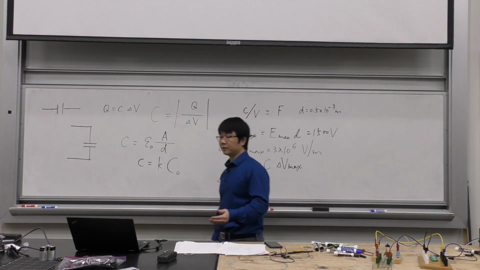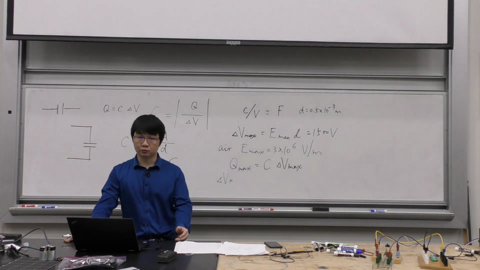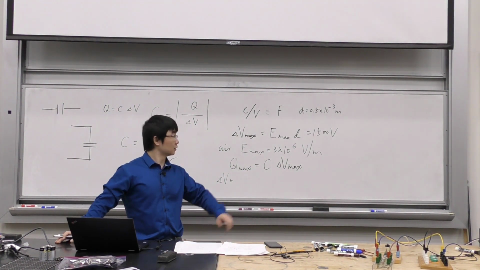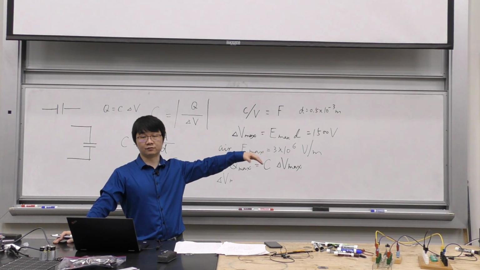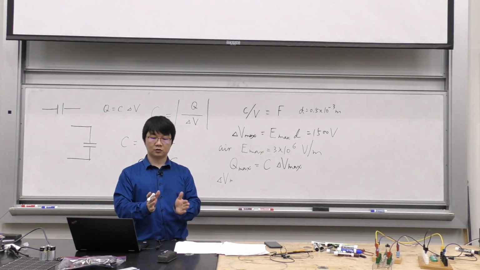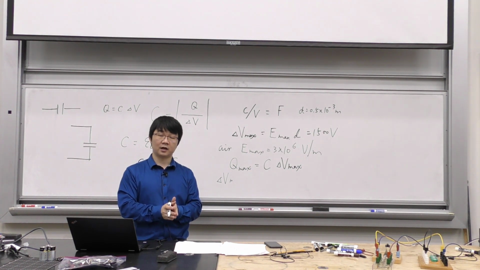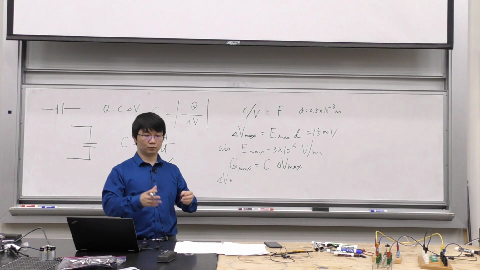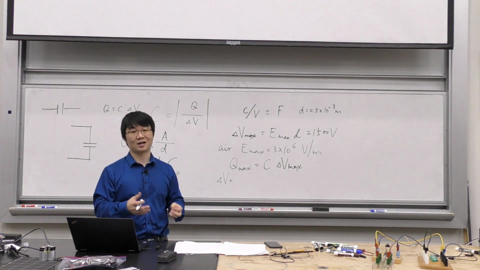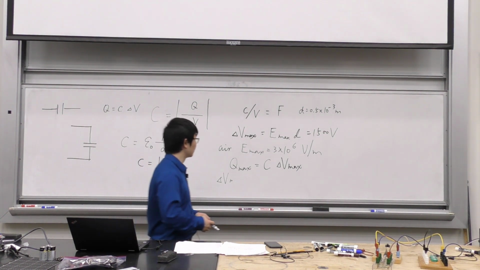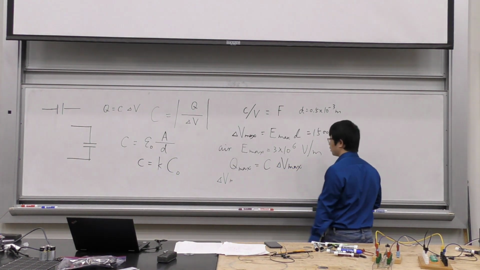What does it mean? That means if you want to use this capacitor to store charge and energy, make sure you connect it to a voltage lower than this. If you connect it to a voltage higher than this, the air between them is going to break down and start conducting. So if you put charge on this capacitor, it's just going to get discharged. It can even damage this capacitor. Now what is the maximum charge it can store?